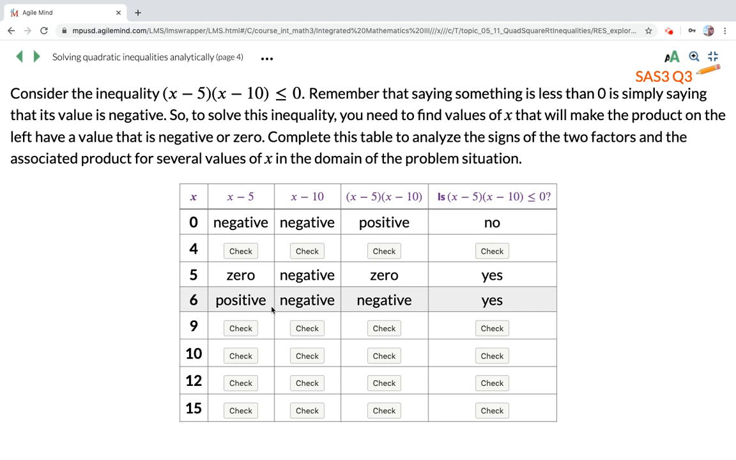Notice I'm not looking for exact values. I just want to say, hey, if I plug in a 10, will that be positive or negative? When I multiply them together, what do I get? And then does that work for our inequality? So go ahead and hit pause to work your way through this table on question number 3, and then hit play when you're ready to check your work.